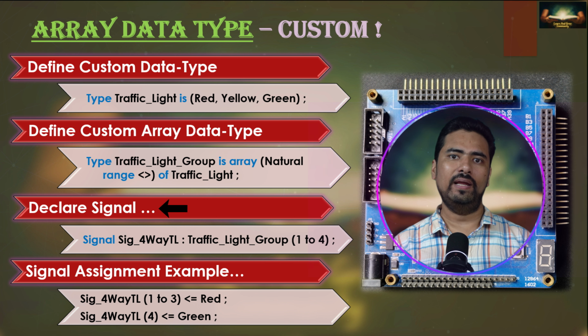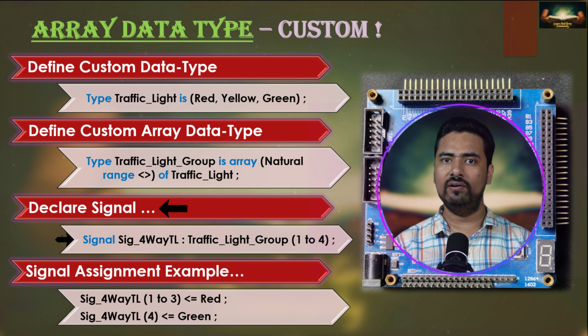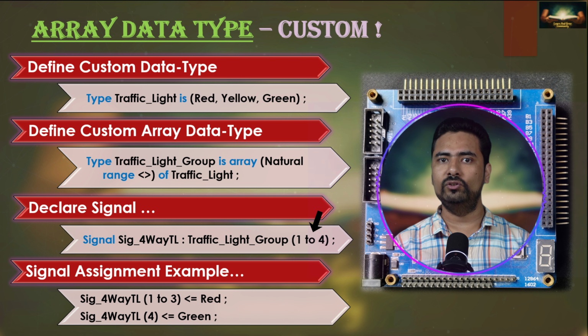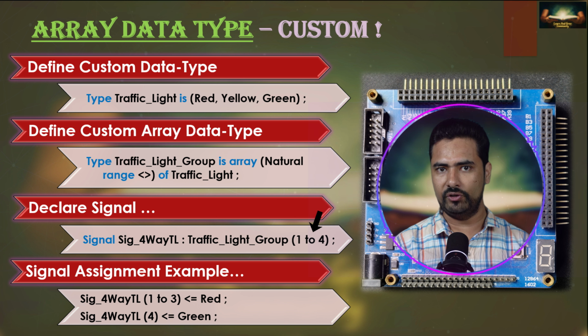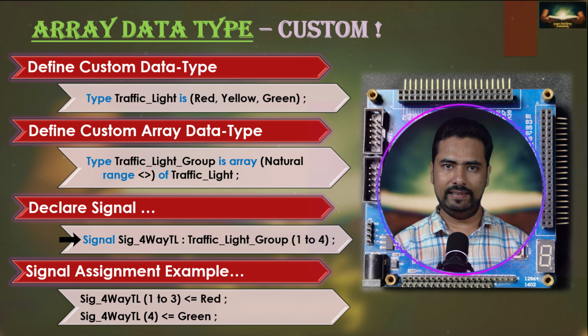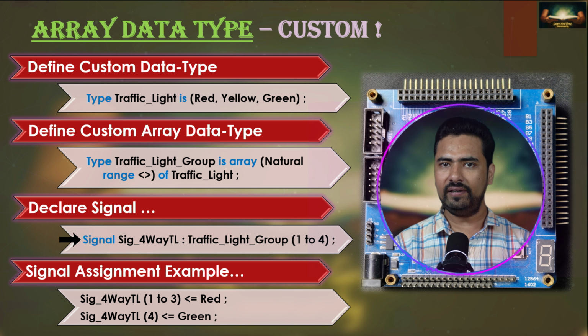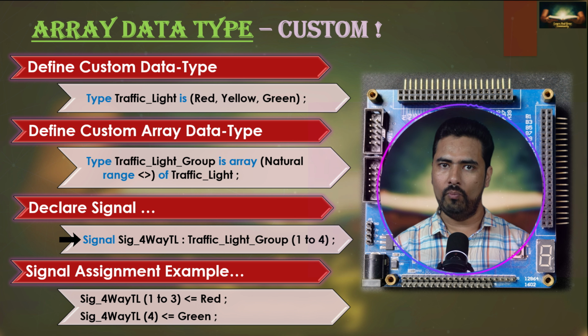Now the third step, in which we declare our signal for the four-way traffic light system, and hence we specify the range of traffic lights here, which is 1 to 4, because we need four sets of traffic lights, one for each way. So we will write: signal sig_four_way_TL : traffic light group (1 to 4); Here the signal is sig_four_way_TL, and each index belongs to one set of traffic light.